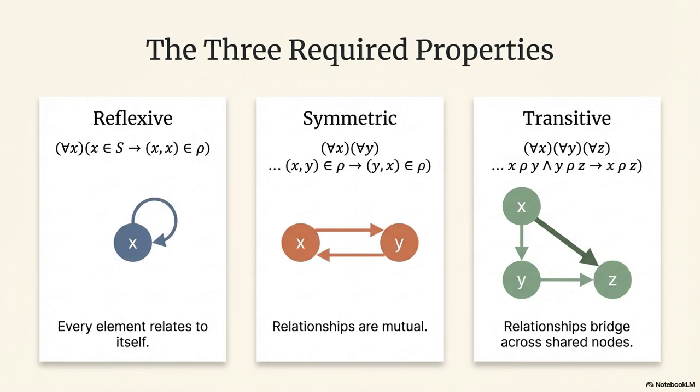These are not just technical conditions, they prevent contradictions. Without reflexivity, we lose identity. Without symmetry, we lose reciprocity, and without transitivity, we lose consistency across chains. Equivalence relations are exactly the relations that preserve all three.